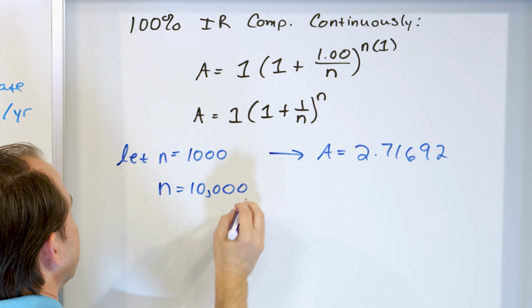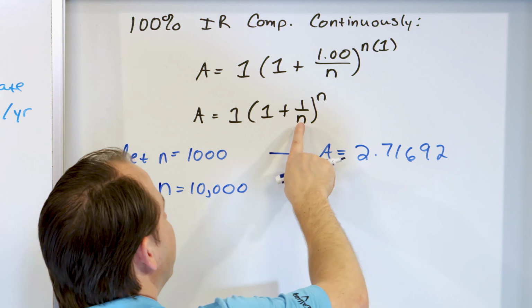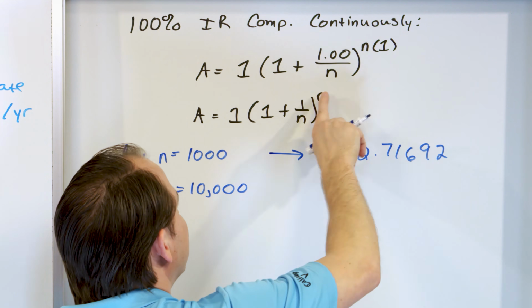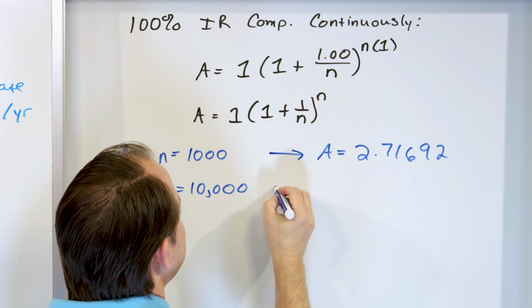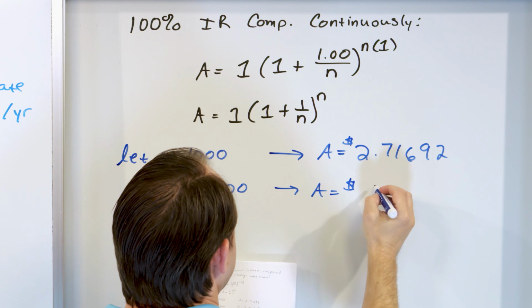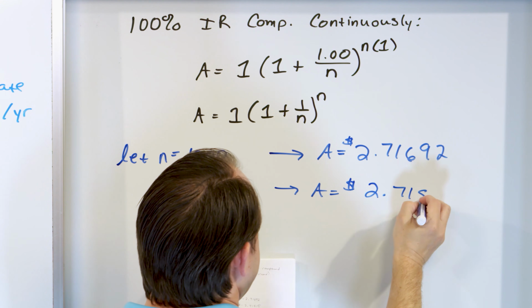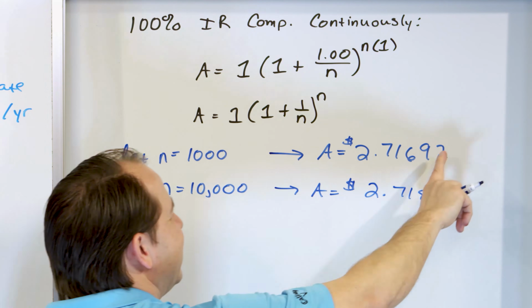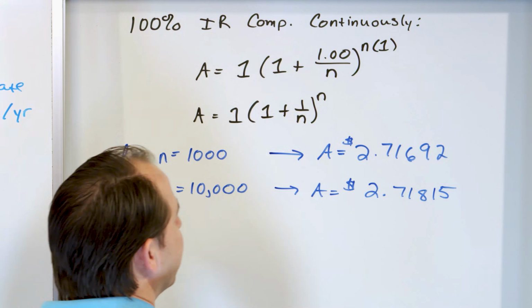What if you let n equal 10,000? I take a year and I chop it into 10,000 pieces. So I put 10,000 here and I put 10,000 here. I add this together, raise it to the power of 10,000. Then the number I'm going to get for the money is going to be 2.71815. Notice how it's getting close to some critical number here.